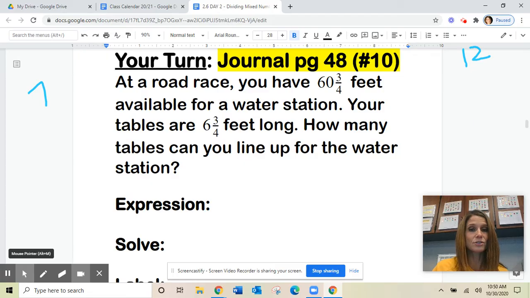many water stations available, so that as these racers are running and they're coming by, they're going to grab a little cup of water, drink it if they're thirsty, or dump it on their head if they're hot, and then kind of toss the cup at you and continue with their race, whether that's a marathon race or just a 5K race. We'll pause the video while you work to write an expression.